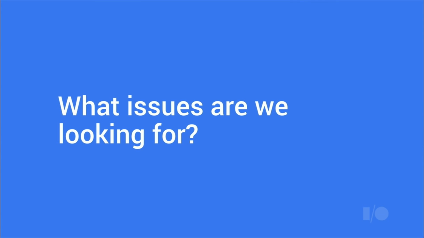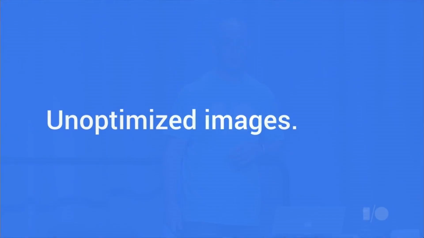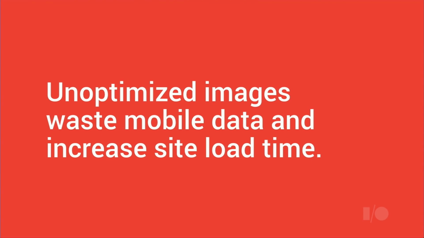But what kind of things are we looking for? Well, I'm going to blast through what I consider to be the bread and butter, the things that I think we've talked about time and time again as developers over the years. First one is unoptimized images. Because unoptimized images are going to waste your mobile data, and as somebody who's roaming in the States right now, I'm very acutely aware of my carrier back home and the charges they could levy against me if I were to download something that was very large. But it also increases site load time.